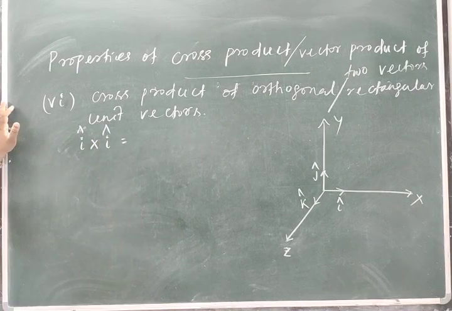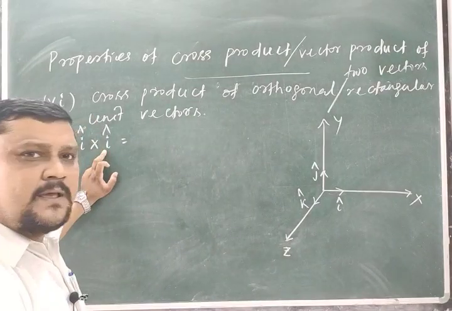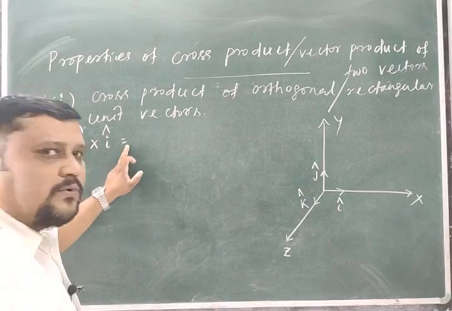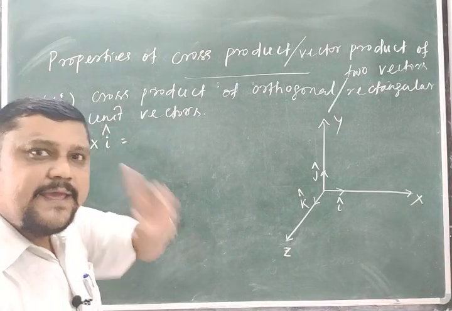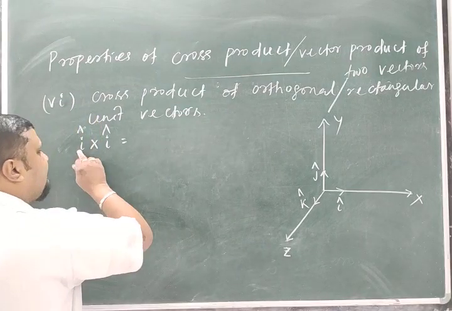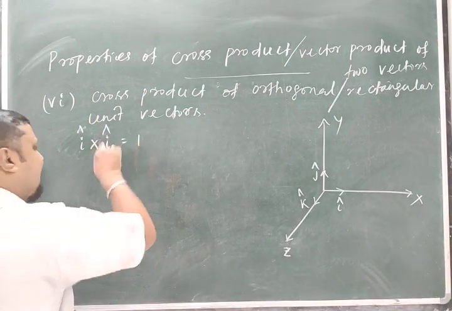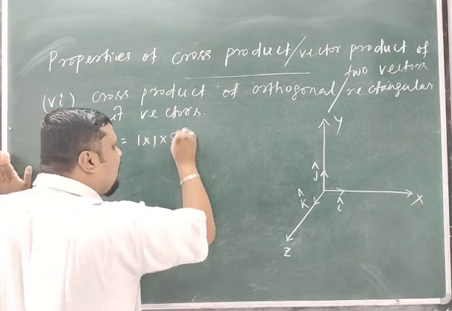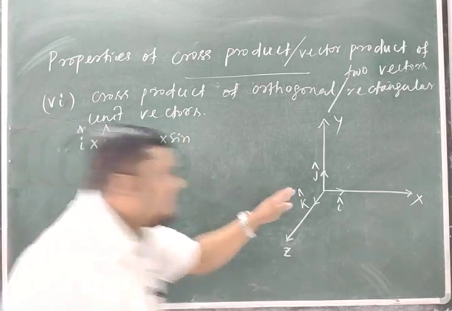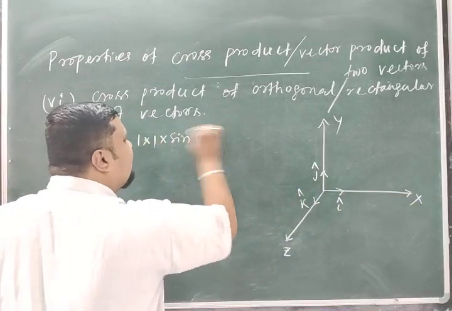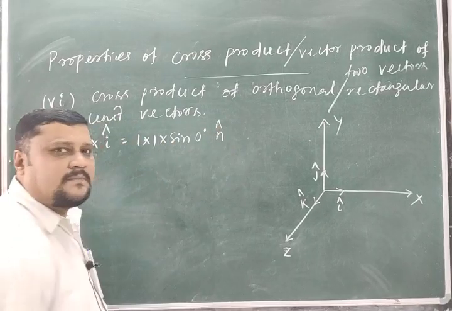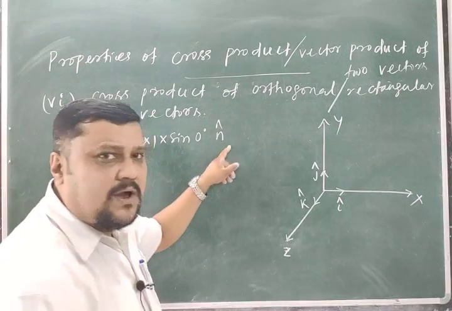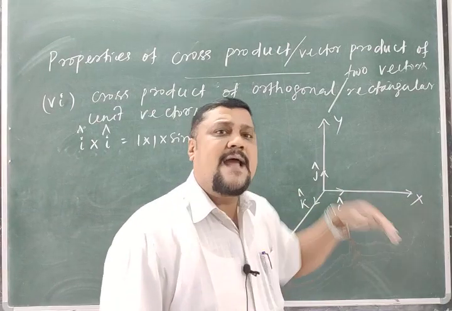So when you do the cross product, first I will do i cap cross i cap. Use the same formula: the cross product of two vectors is a vector whose magnitude is magnitude of i cap, 1, multiplied with 1, into sine of the angle between i and i. What is the angle between i and i? That is 0 degrees. And your n cap. What is n cap? n cap is a unit vector perpendicular to the plane containing i and i.